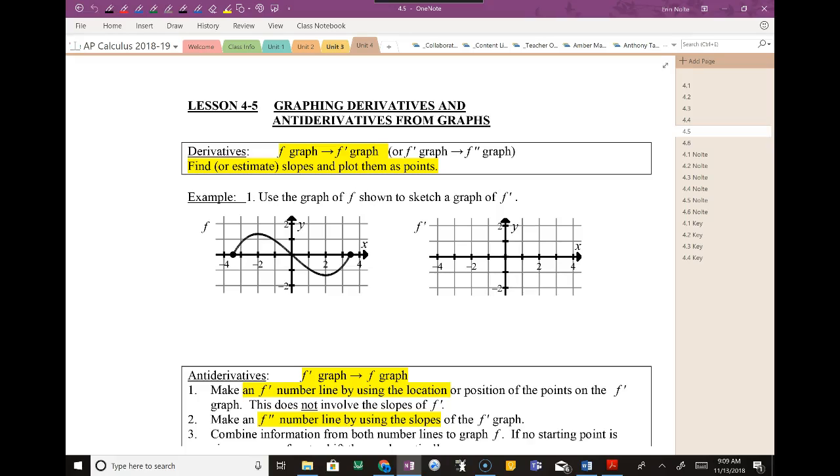Okay. So we have graphing derivatives and antiderivatives. We're using the graphs to draw the derivative. If I have an original function and I'm going to draw the derivative, what am I technically analyzing? The slope. All I'm doing is plotting the slope at specific points.